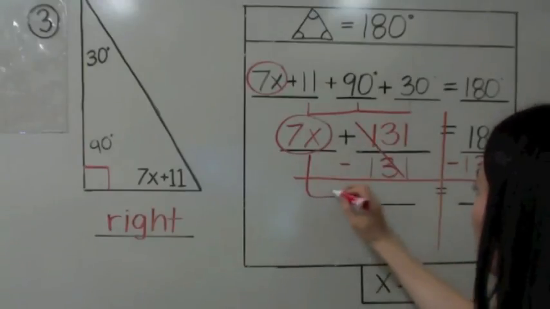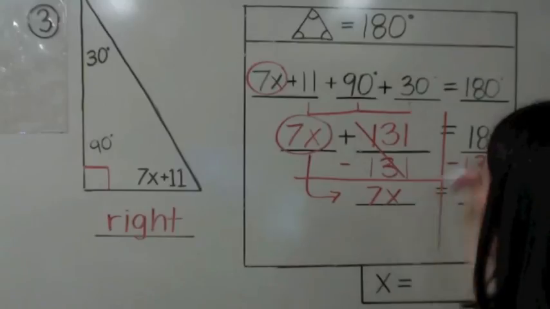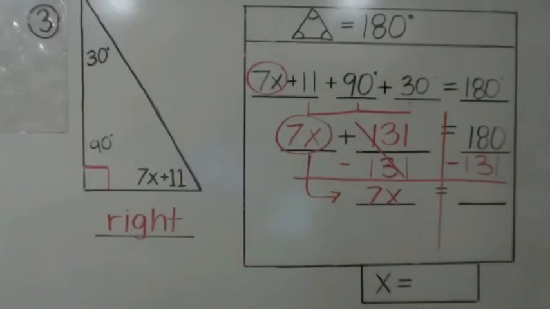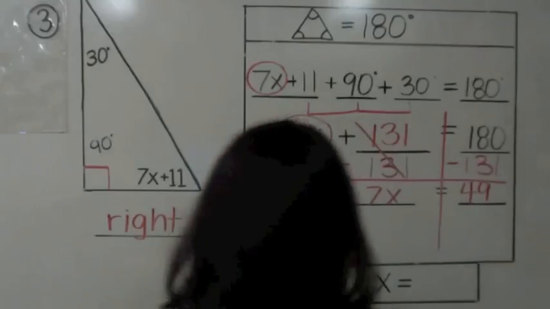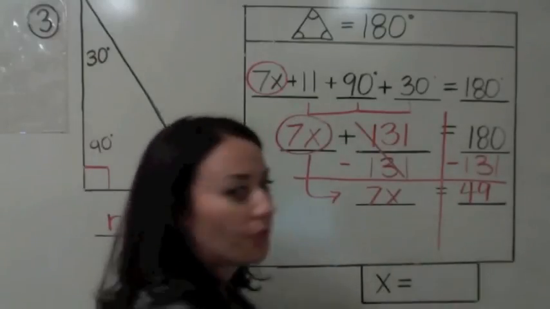You're going to bring down the 7x. And in your calculator, you're going to tell me what is 180 minus 131. It is 49. Very good. Okay, so now you have that 7x equals 49.